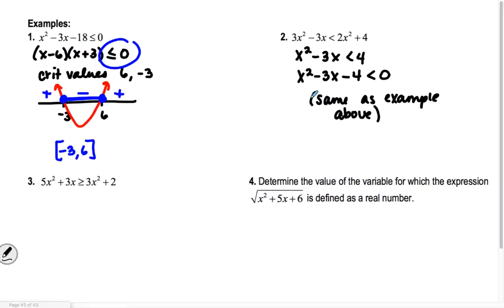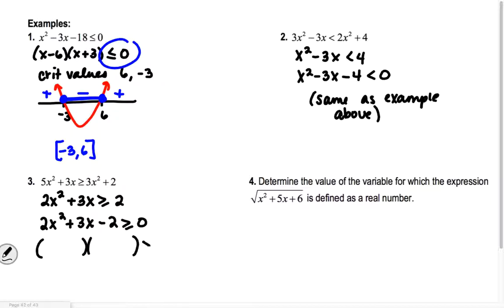All right, so same idea here. I'm going to subtract the 3x squared. When I do, I get 2x squared plus my 3x. I have greater than or equal to 2, so I'm going to subtract the 2 over as well. 2x squared plus 3x minus 2 is greater than or equal to 0. So go ahead and try to factor. I'll probably make them so they factor too.